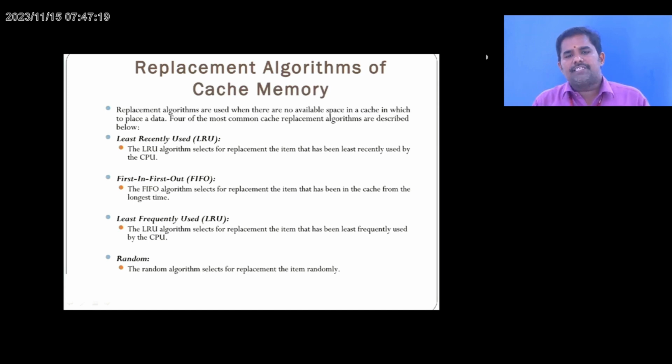To erase the content of the cache memory and make space to store new items, we use such algorithms: LRU, FIFO, and least frequently used. Of course, the random method is also an algorithm used in cache memory to flush the existing data to create space for new data.